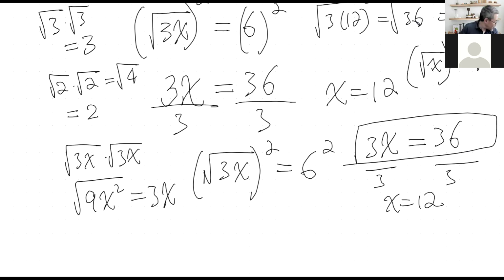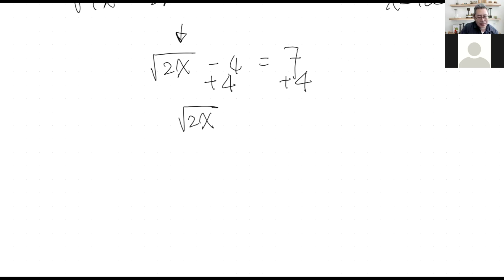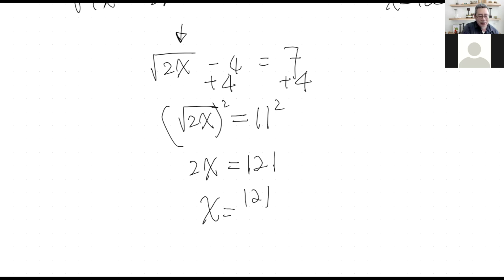Okay. So now we're gonna look at something a little bit more. So the square root of 2x minus 4 equals 7. How do we do that? We want to free the 2x from the radical. So we just add 4 on both sides, so we can isolate this term. Then we got the square root of 2x on the left, right side is 11. Then we square both sides. Then we got 2x on this side, other side is 121. Then x will be 121 divided by 2. Get it?